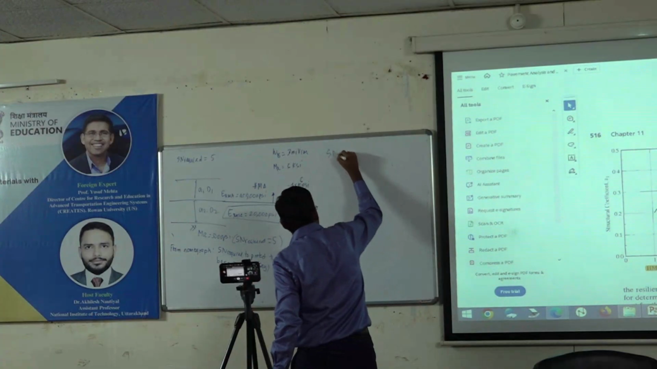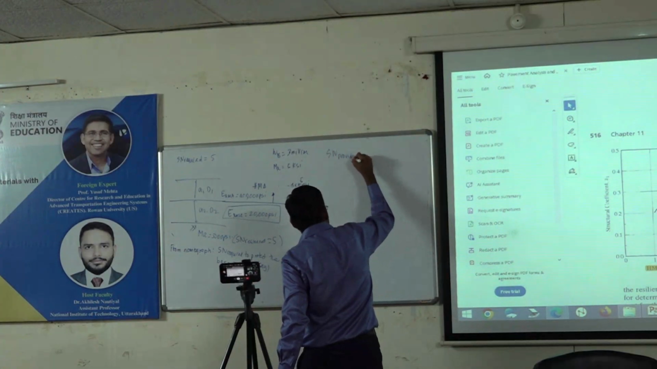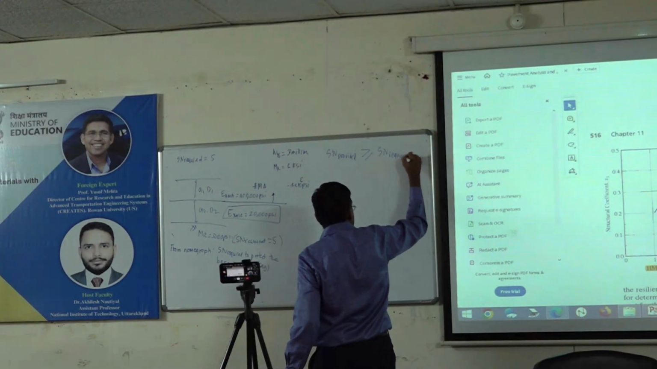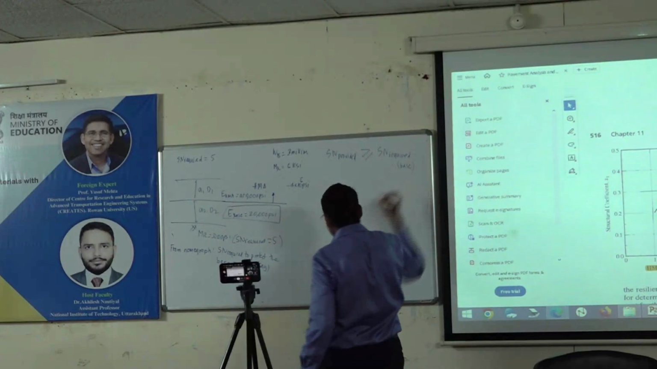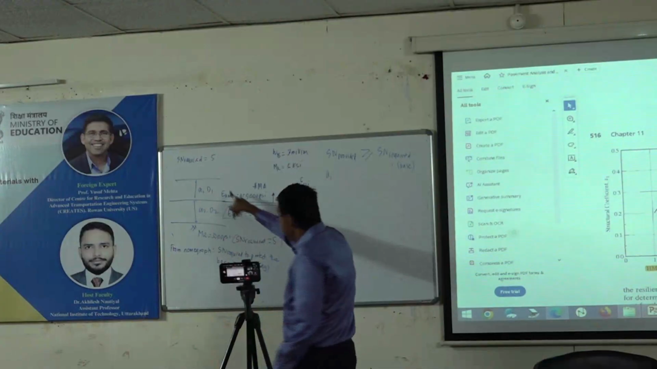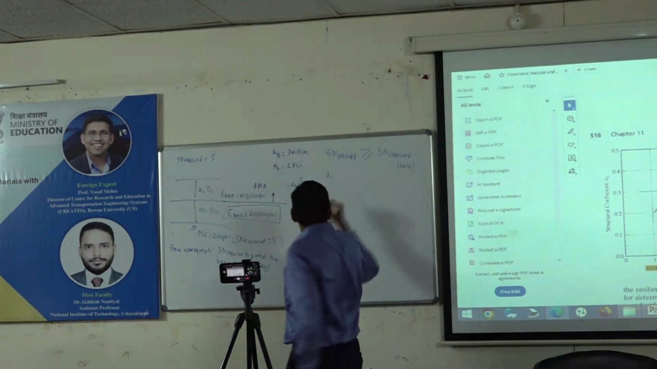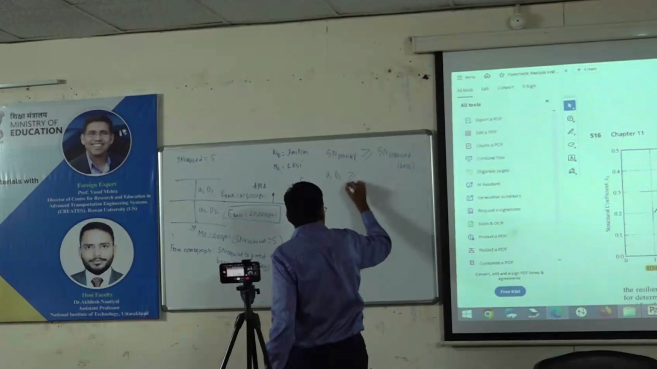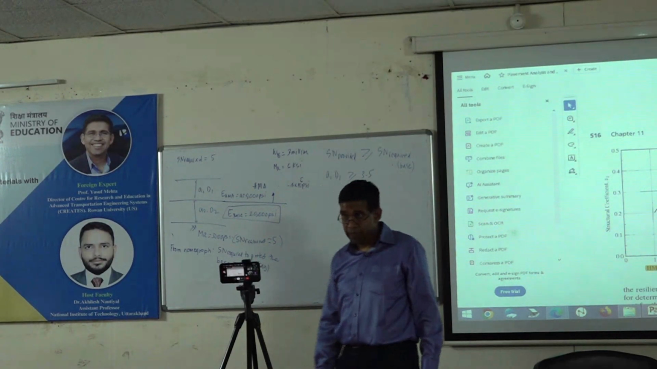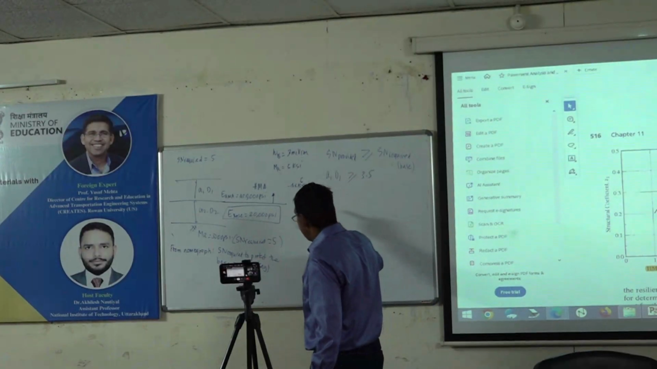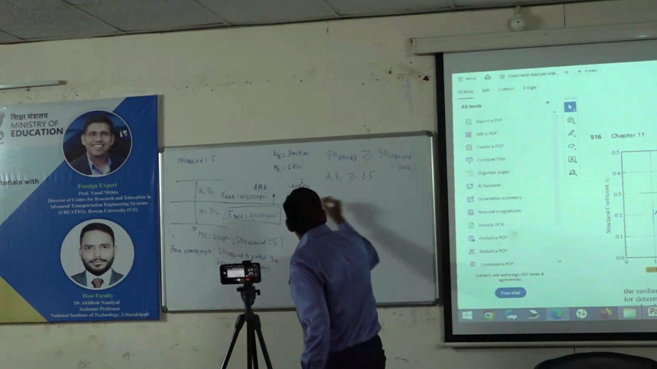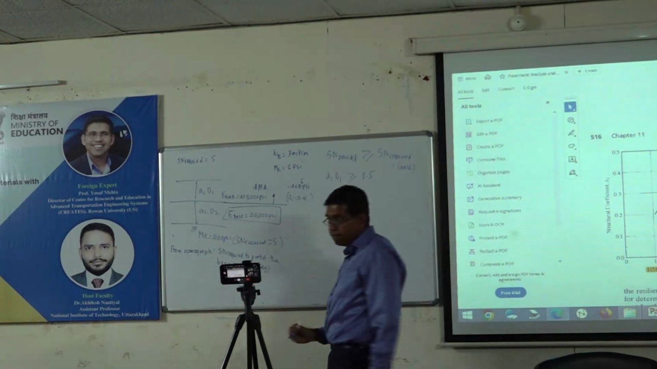So SN provided should be greater than or equal to SN required to protect the base, correct? Fair enough? So SN provided is only one layer, correct? A1, D1 should be greater than or equal to 3.5. And I know what my A1 was, 0.41, right? So D1 should be greater than or equal to what?